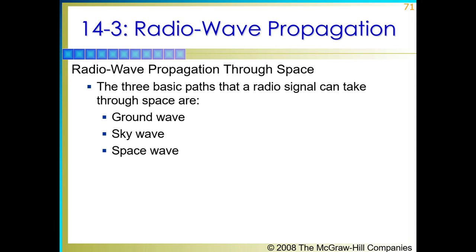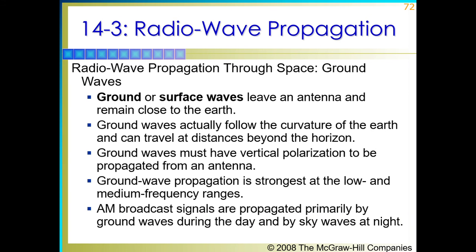The three basic paths that a radio signal can take through space are ground wave, sky wave, and space wave. Ground wave propagation is a method of radio frequency propagation that uses the area between the surface of the Earth and the ionosphere for transmission. The ground wave can propagate a considerable distance over the Earth's surface, particularly in the low frequency and medium frequency portion of the radio spectrum. Ground wave radio propagation is used to provide relatively local radio communications coverage.